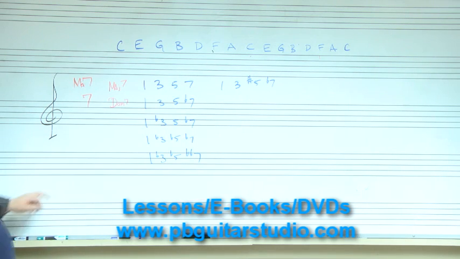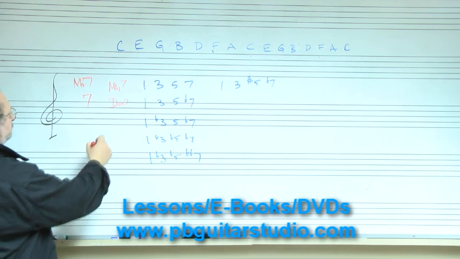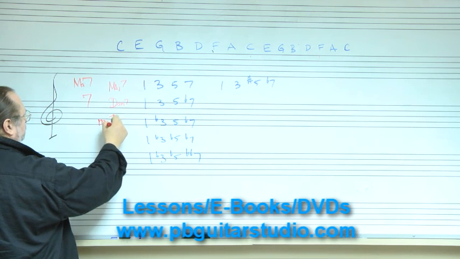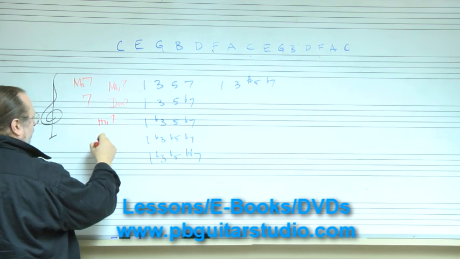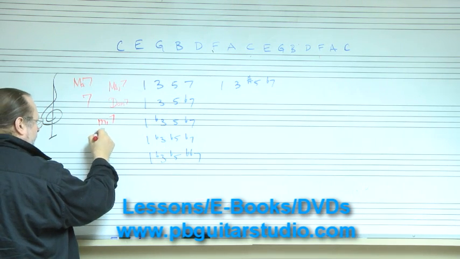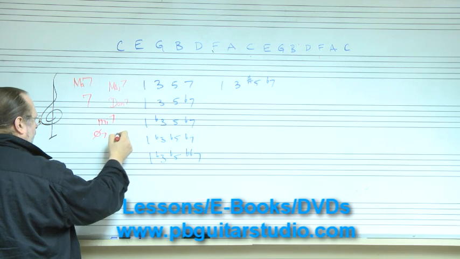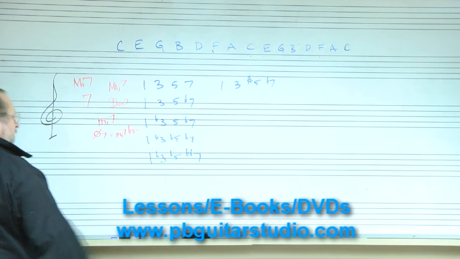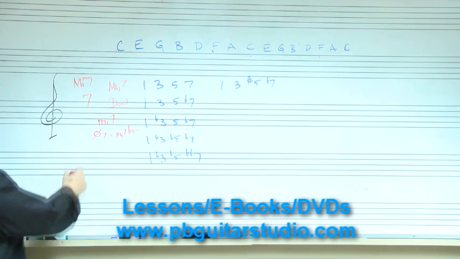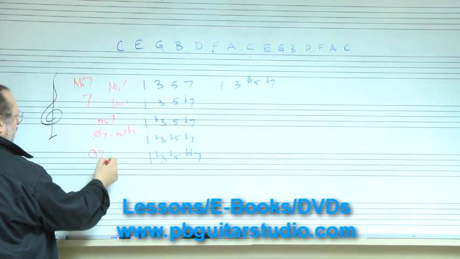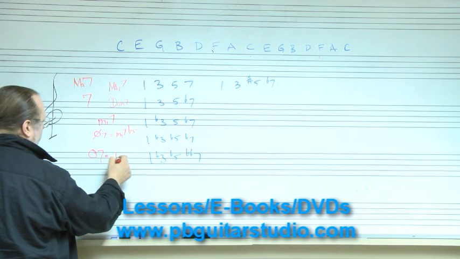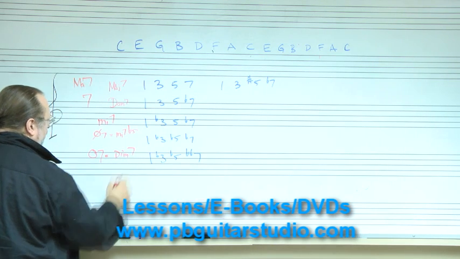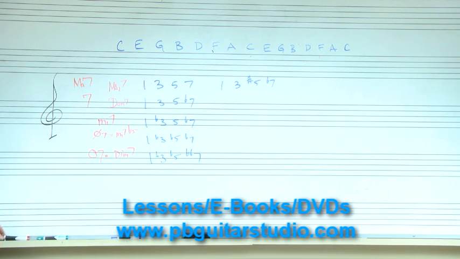All right, this one's a minor 7. This one is a half diminished 7 or minor 7, flat 5 in jazz. And this one is a full diminished 7. And I like to write diminished 7 like that.